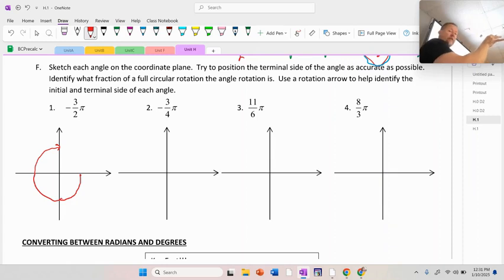Oh, I got something for you. Let's wait to 8 pi over 3. You're going to be so cool with your friends.